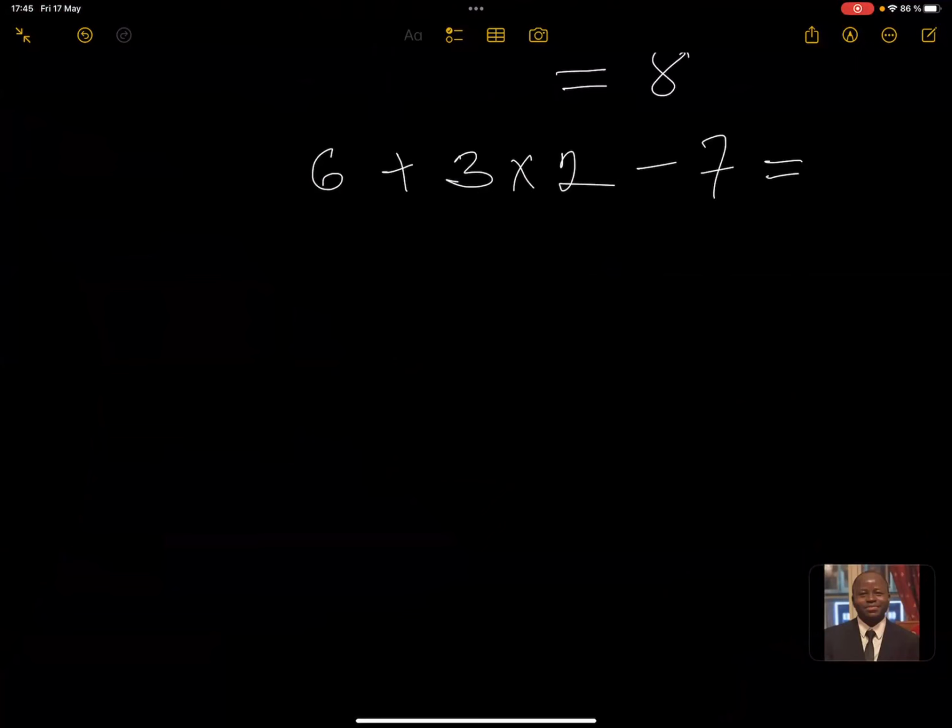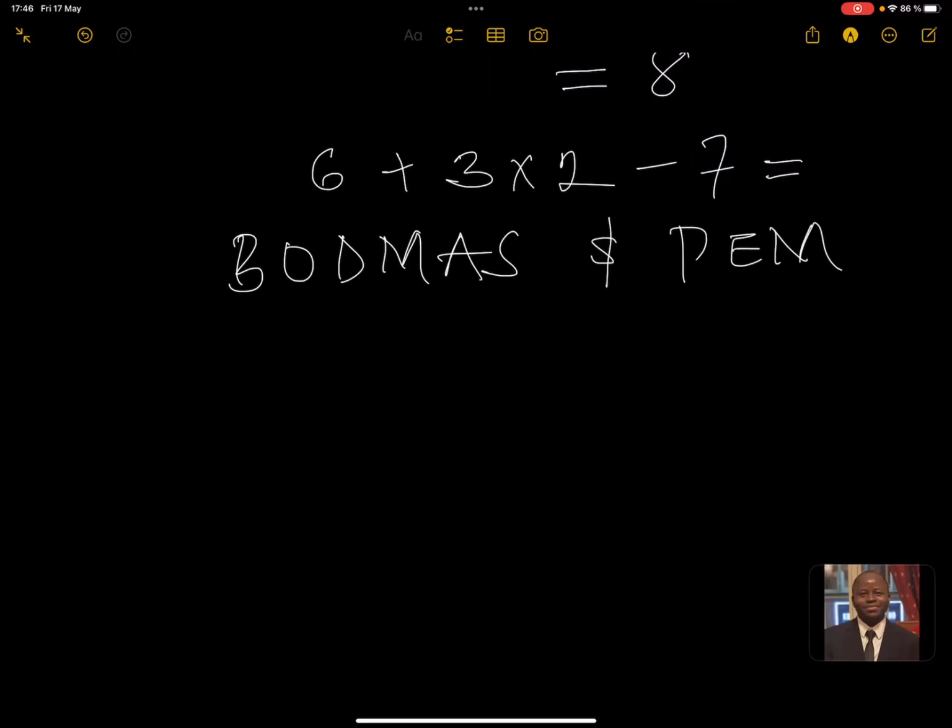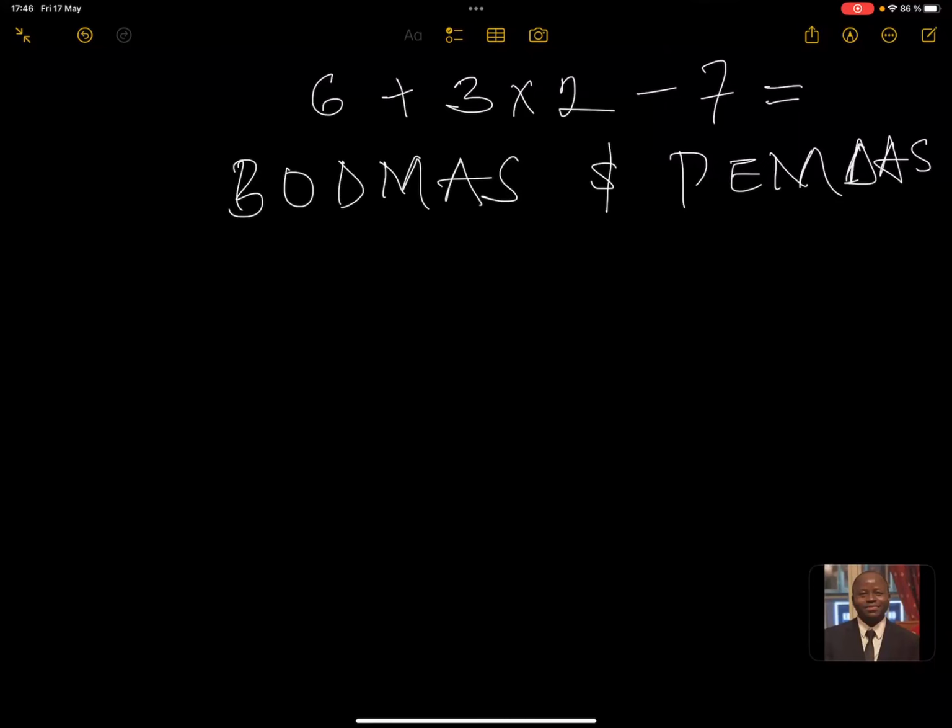So there are some acronyms, or shortcuts, that will help you to remember which operation to perform. The very first of them is what we call BODMAS. The second one, which is equivalent to BODMAS, is what we call PEMDAS. BODMAS or PEMDAS. When we say BODMAS or we say PEMDAS, what do we mean? Let us write it like this.